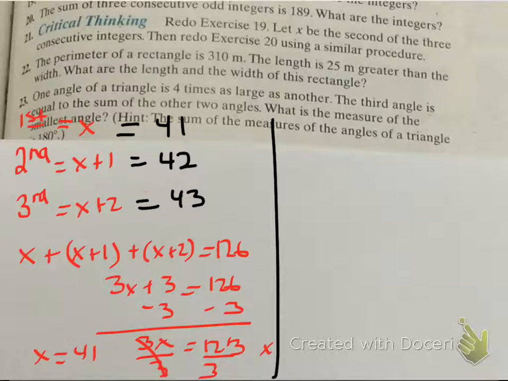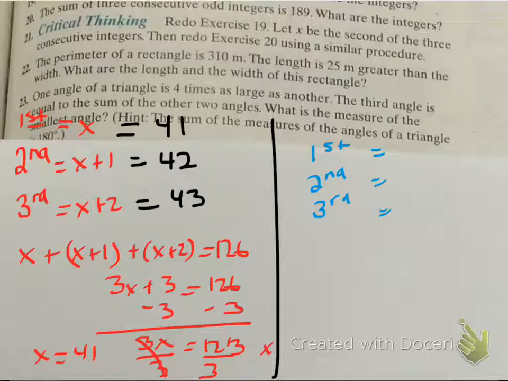What does it say, Julian? It says, number 21. Redo exercise 19. Stop. We're redoing 19. We're redoing what we just did. Keep going. Let x be the second of 3 consecutive integers. Stop right there. So I'm naming my integers, right? First, second, and third.